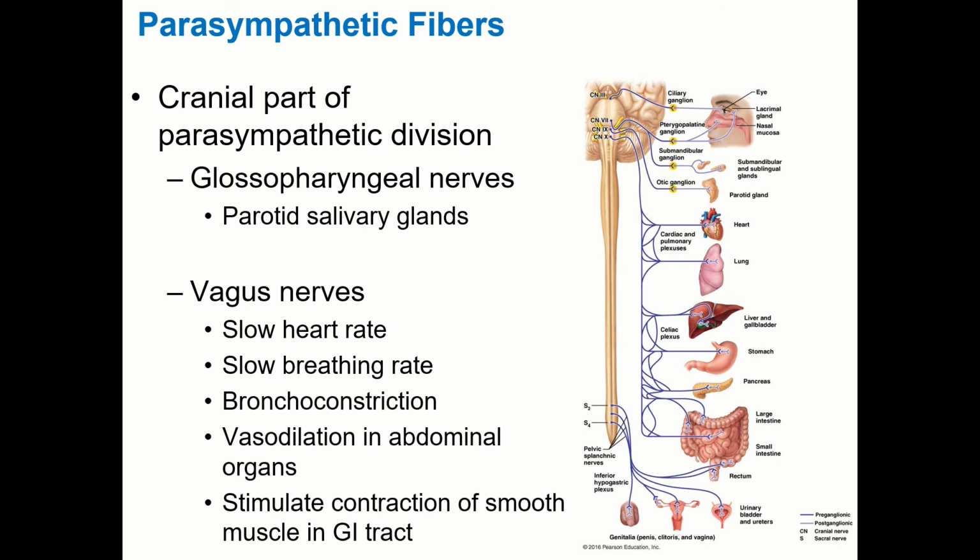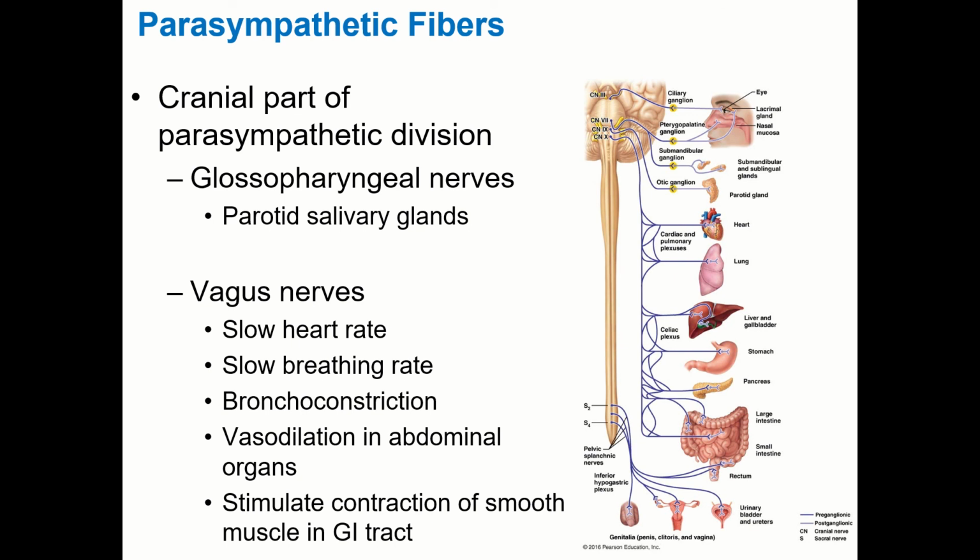They can decrease your breathing rate. They're going to cause your airways in the lungs to close down, so an antagonistic effect, especially there to the sympathetic branch. They're going to cause blood vessels around your stomach and around your intestines to open up, and then as I mentioned earlier, it's going to cause contraction of the smooth muscle around the GI tract to help propel food through the gastrointestinal tract.